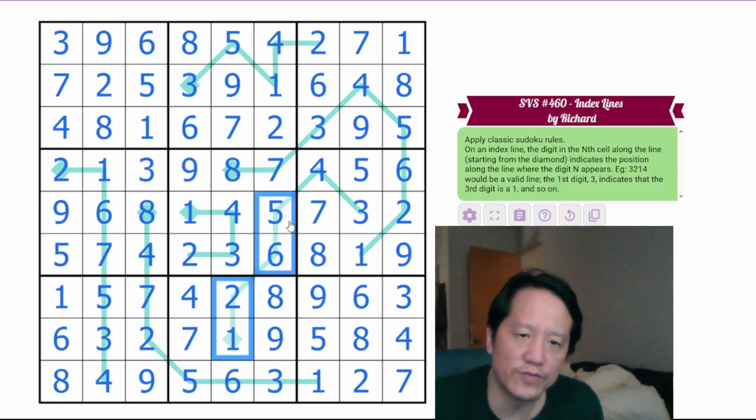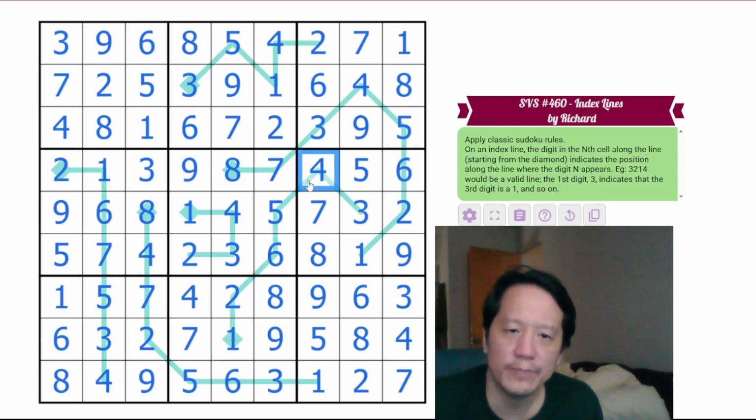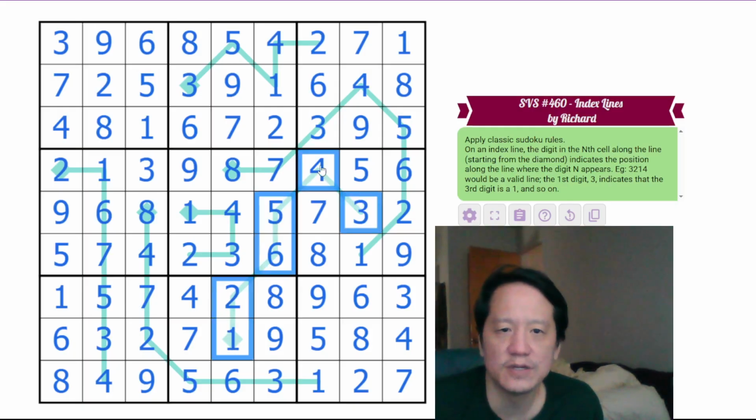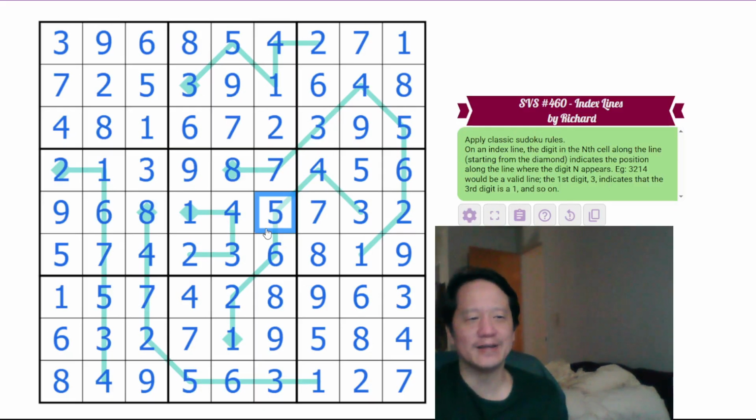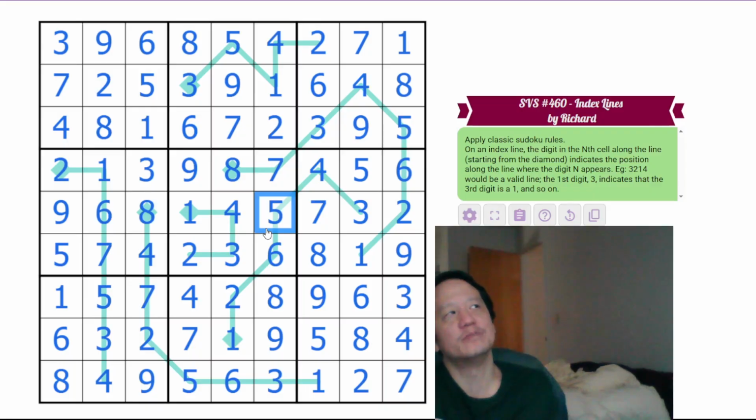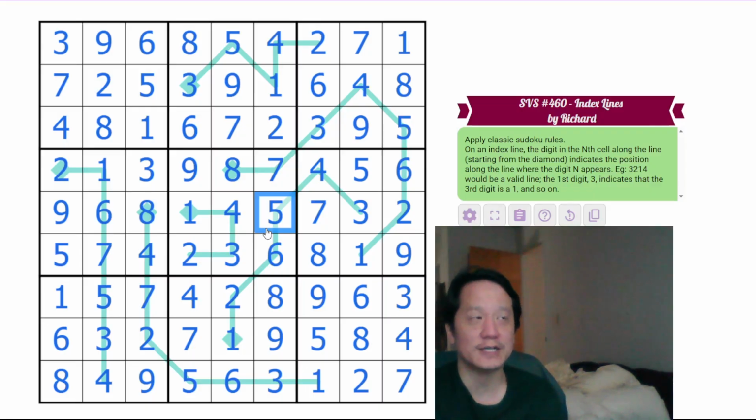Yep, fairly straightforward. I hope it made sense how I was attacking these index lines, because it's pretty limiting, but you can do a lot of things with index lines as a setter. So I guess it's really not that limiting. And there's a lot of interesting things you can do with it.